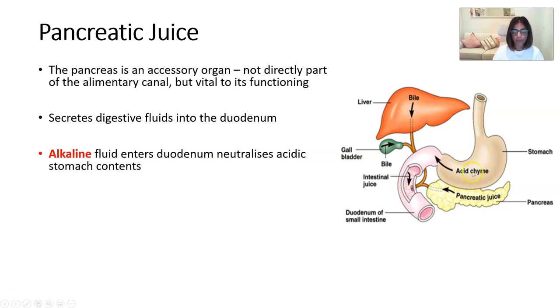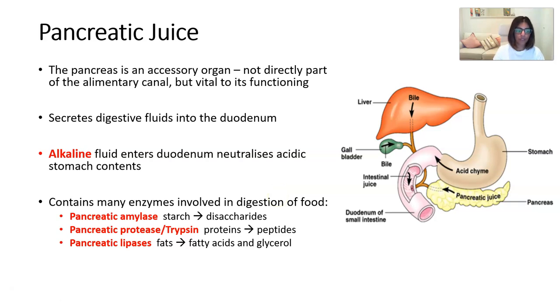So remembering that the stomach lines itself with mucus to protect from the acid, well, the rest of the alimentary canal doesn't have that protective mechanism, so it has to rely on something different, which is this alkaline fluid to neutralize that acidic chyme.